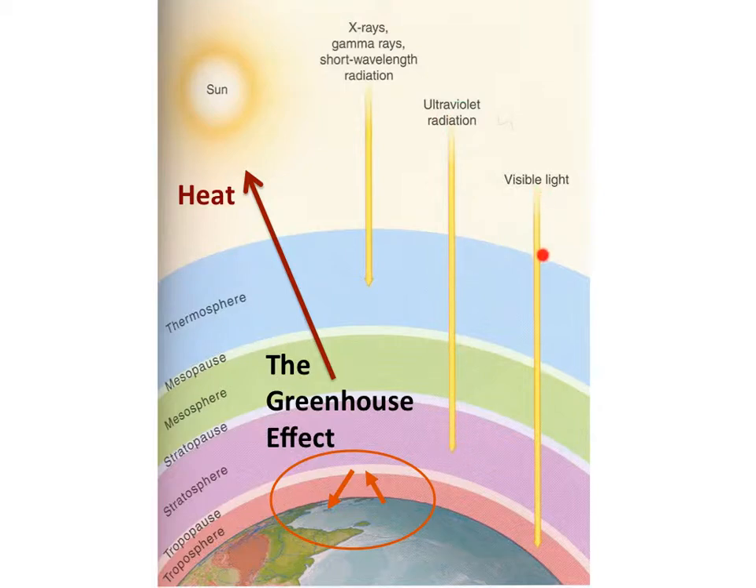The short visible wavelengths reach the Earth's surface and are re-radiated as long wavelengths, as heat, back out, but the atmosphere absorbs the infrared heat and re-radiates it back to the Earth, serving to warm the Earth. Some heat is radiated to the universe.